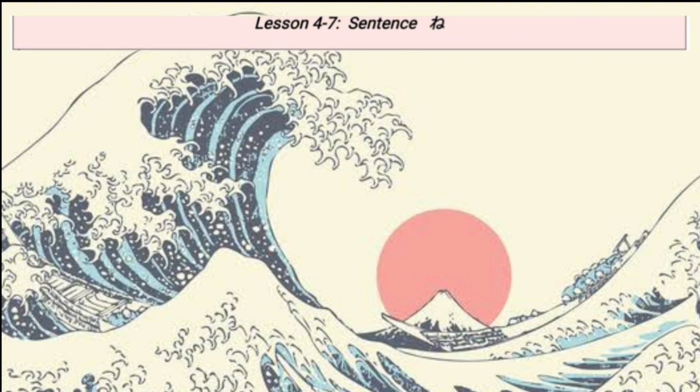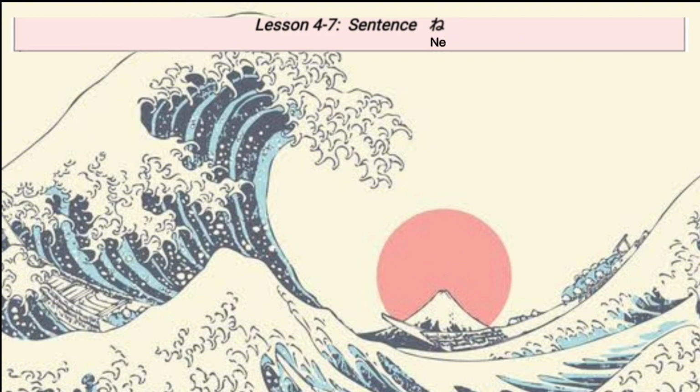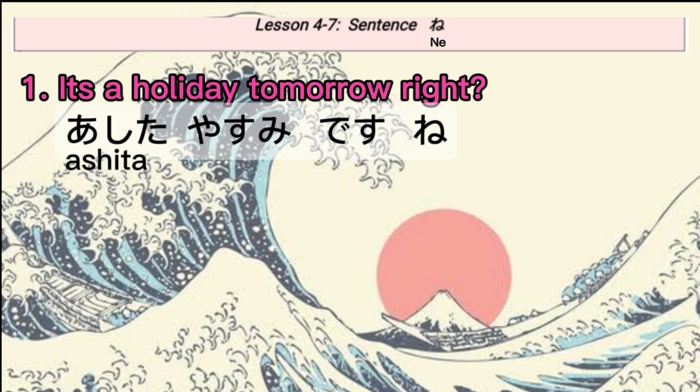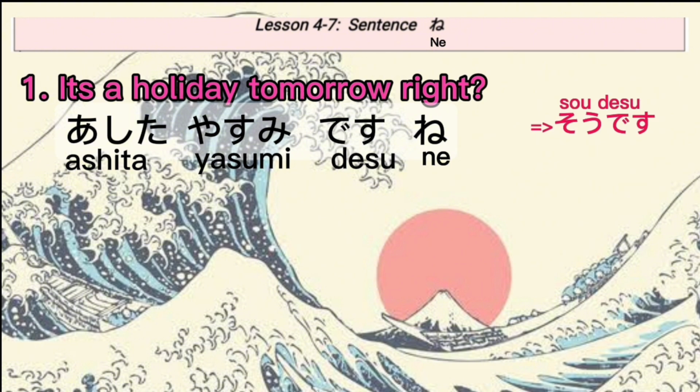And for the last topic of Lesson 4, grammar, we have the particle ne, which is used at the end of a sentence, something that's confirming something. For example, it's a holiday tomorrow, right? Ashita is tomorrow. Ashita yasumi desu. It's a holiday tomorrow. If you want to confirm it, you add ne at the end of the sentence. So to complete the sentence, ashita yasumi desu ne. And to answer the question, you say, so desu.